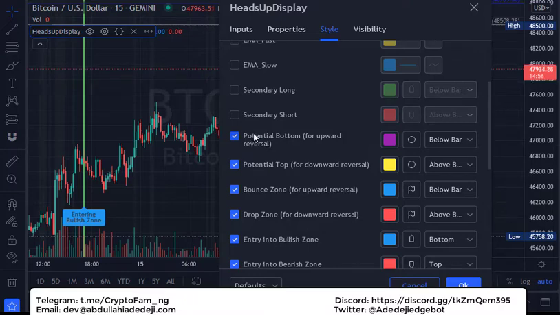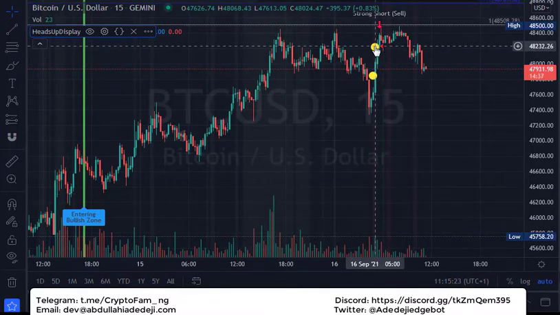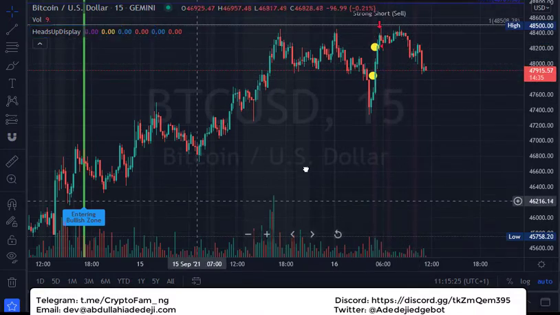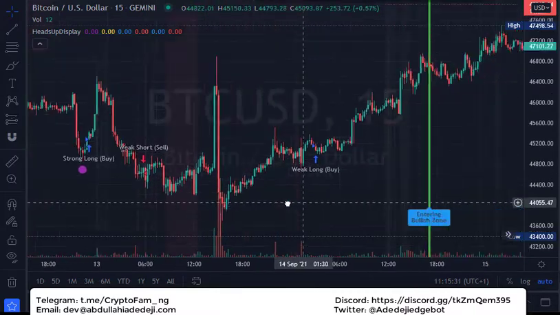We need to look at the circle on the chart. The circles indicate when there's a downward or upward reversal potentially. The yellow means we're topping and we should drop. The purple means we're bottoming and we should rise, reverse back up.